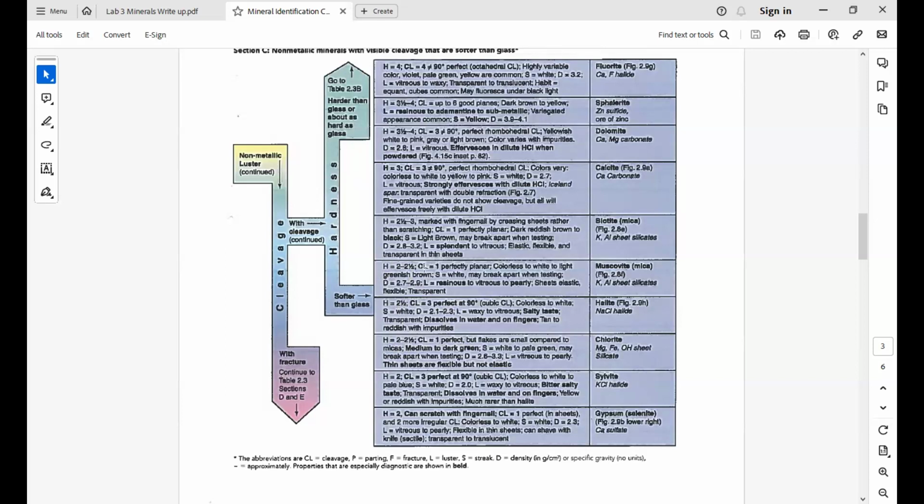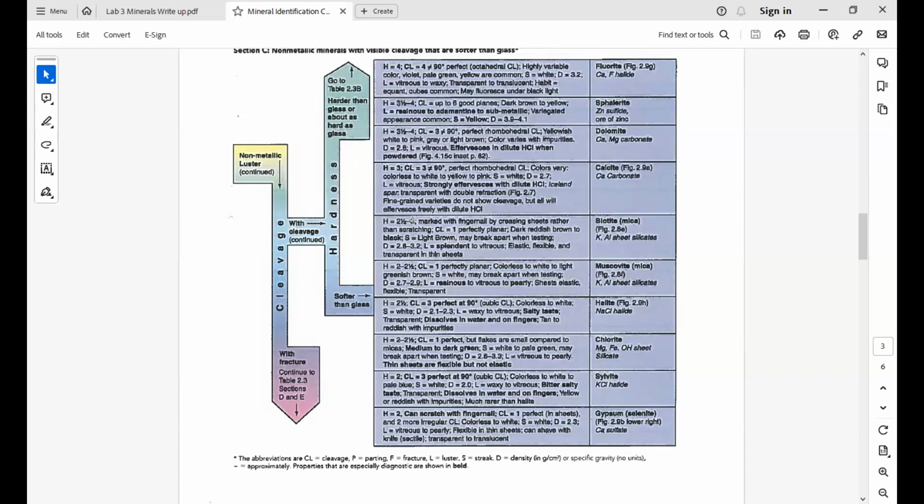Hardness 2 to 2.5, cleavage 1, perfectly planar, that works, but the color doesn't work. Colorless to white to light greenish brown, and the streak is white. May break apart when testing. Resinous to vitreous to pearly. A lot of that works, except that this is definitely dark brown, not greenish brown. So let's see if the next one's good.